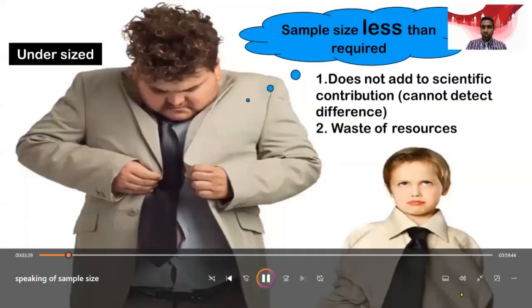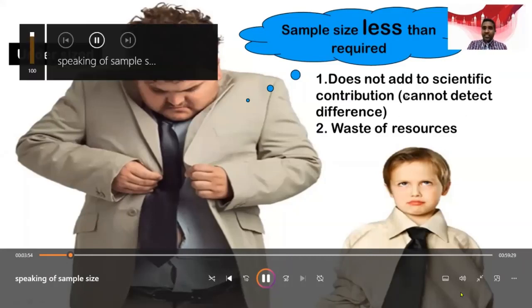Either your sample size is going to be less than required, undersized. And if it is less than required, it is not going to be scientifically valid. It means it is not going to give any contribution to the literature, or it cannot detect any difference which actually exists. So it is again a waste of resources, right?